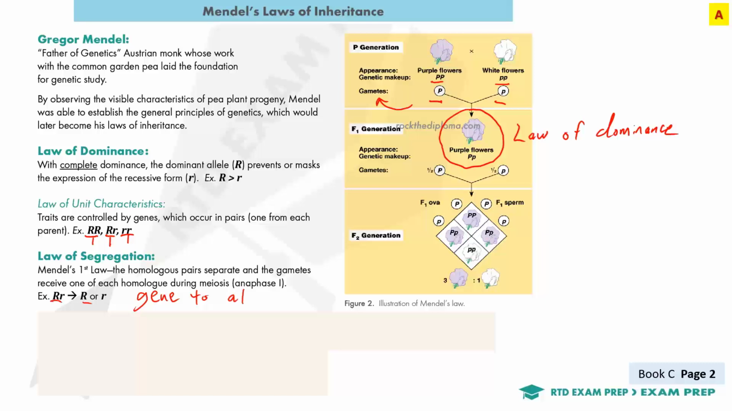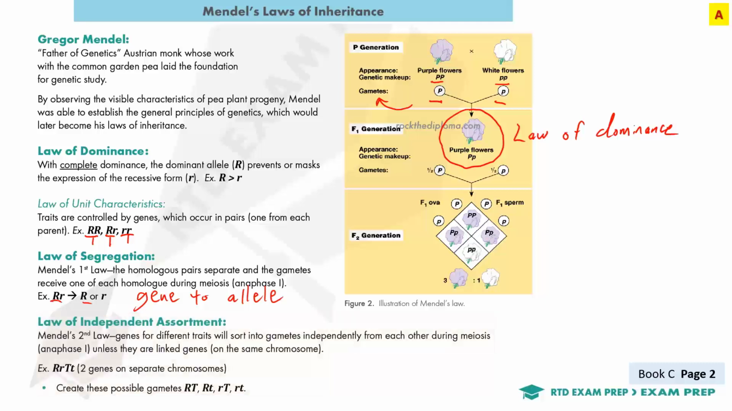You went from 2N, kind of, to N, gene to allele. And the law of independent assortment: genes for different traits will sort into gametes independently from each other during meiosis in anaphase 1. So put a note there. This is another way to create genetic variation. I know it talks about linked genes, and we'll do those later on.